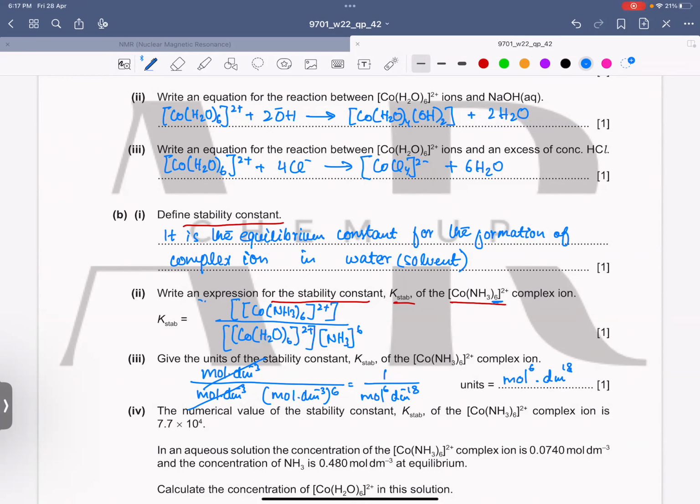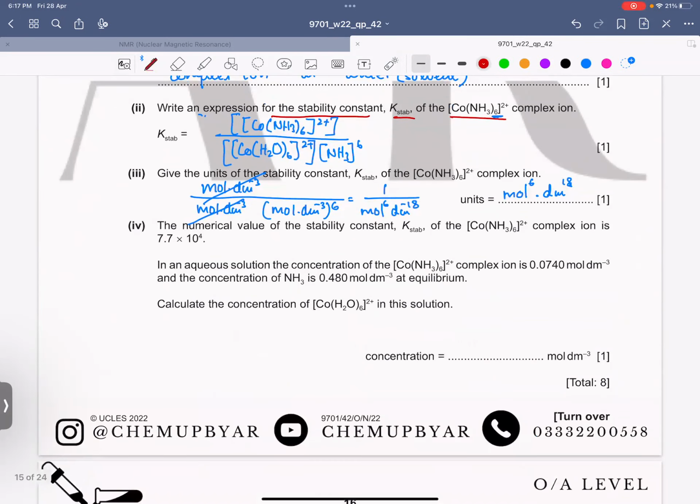Sir. Yes, sir. Okay. Now, the numerical value for K stab of hexaamine cobalt 2 complex ion is 7.7 exponent 4. In an aqueous solution, the concentration of cobalt hexaamine 2 complex ion is 0.074 mole per dm cube. Okay, its concentration is this, and that is its K stab. The concentration of ammonia is 0.48 mole per dm cube at equilibrium. Calculate the concentration of this. So you are provided with this K stab value, you are provided with this value, and you are provided with this value, and you have to find this one over here. So just put the values over here.